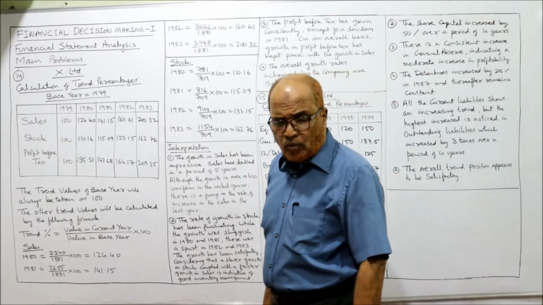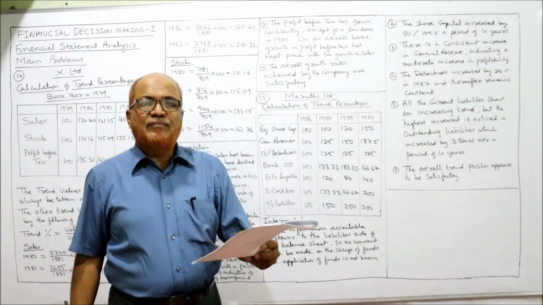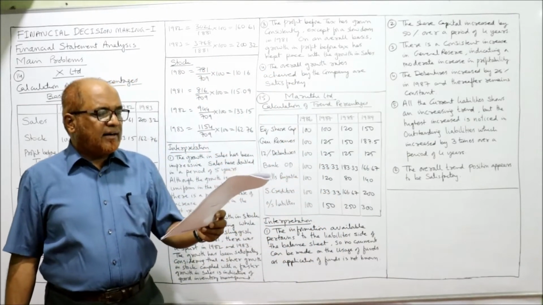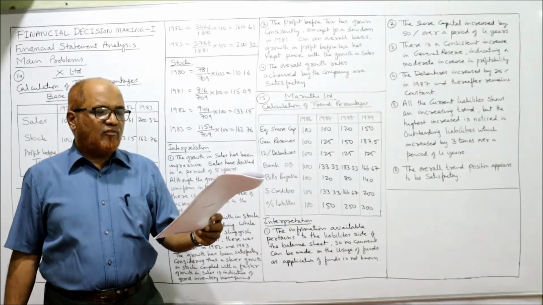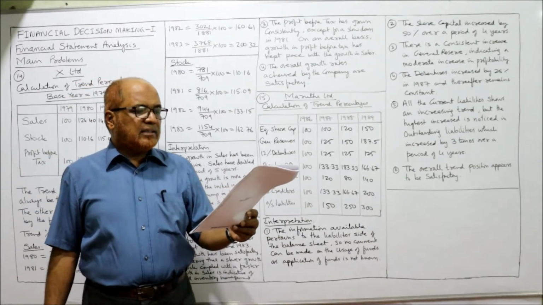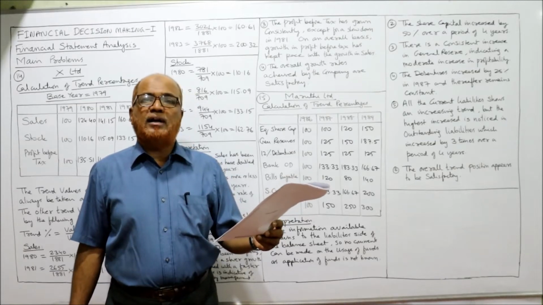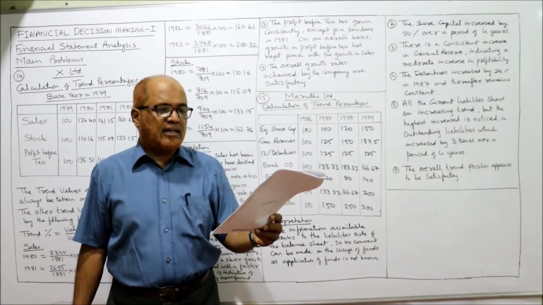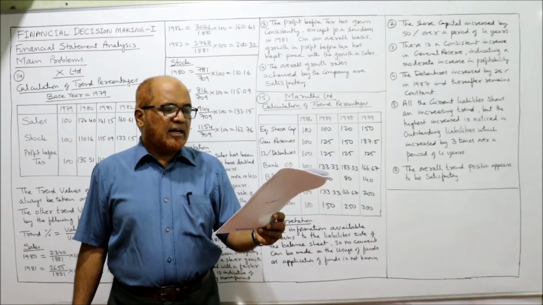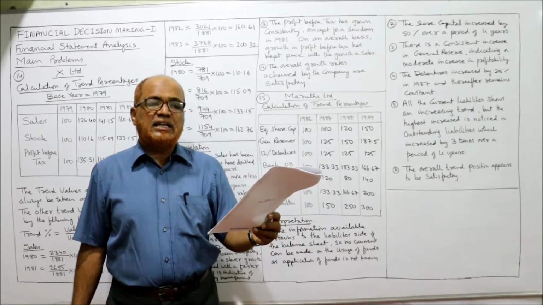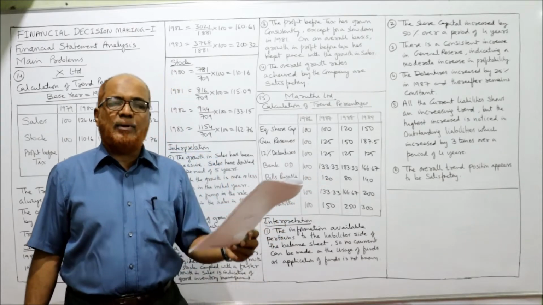This is the end of 14th problem. Now see the 15th one. From the following data relating to the liabilities side of the balance sheet of Maruti Limited for the period 31st December 86 to 31st December 89. The 4-year data is given: 86, 87, 88, 89. You are required to calculate a trend percentage taking 1986 as the base year and comment.